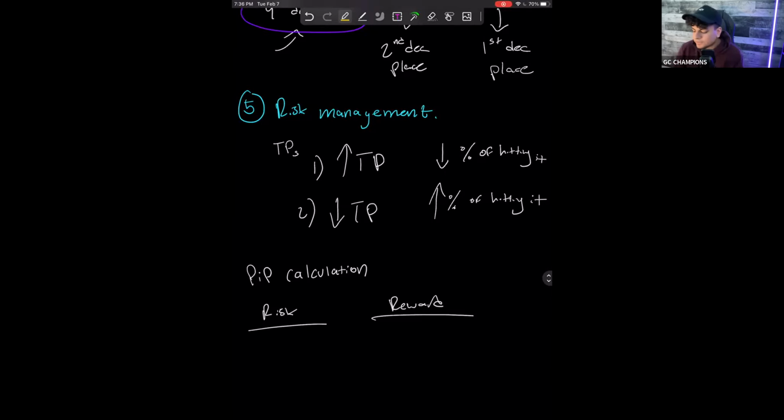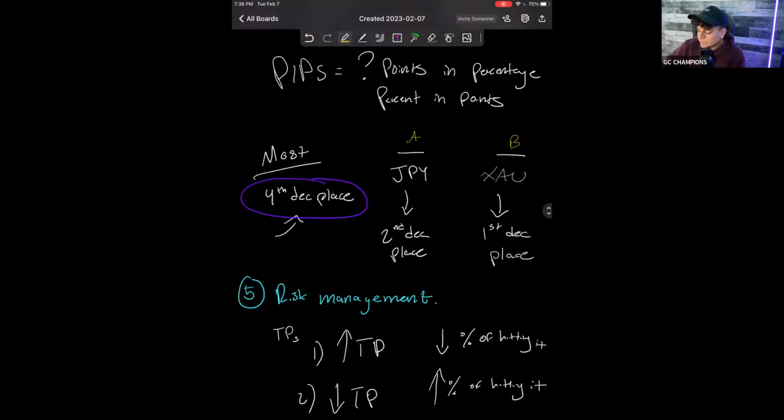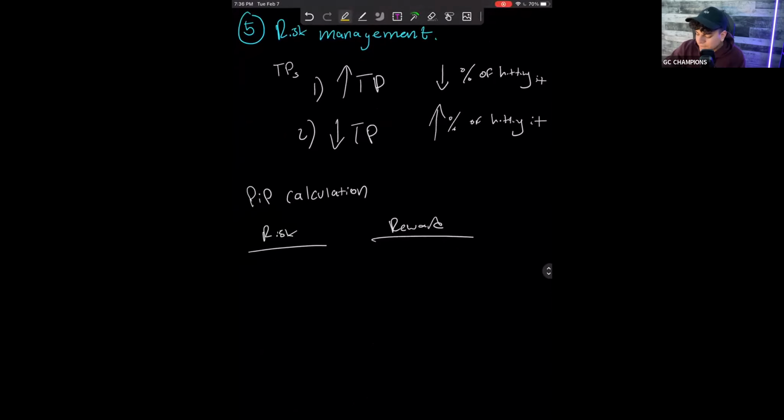So the stop loss I'm looking at, the risk, how we calculate it, is the difference between entry price and stop loss. The reward is the difference between your entry price and your take profit. I'll put a question mark here because it could be any of the take profits. This is a simple formula.